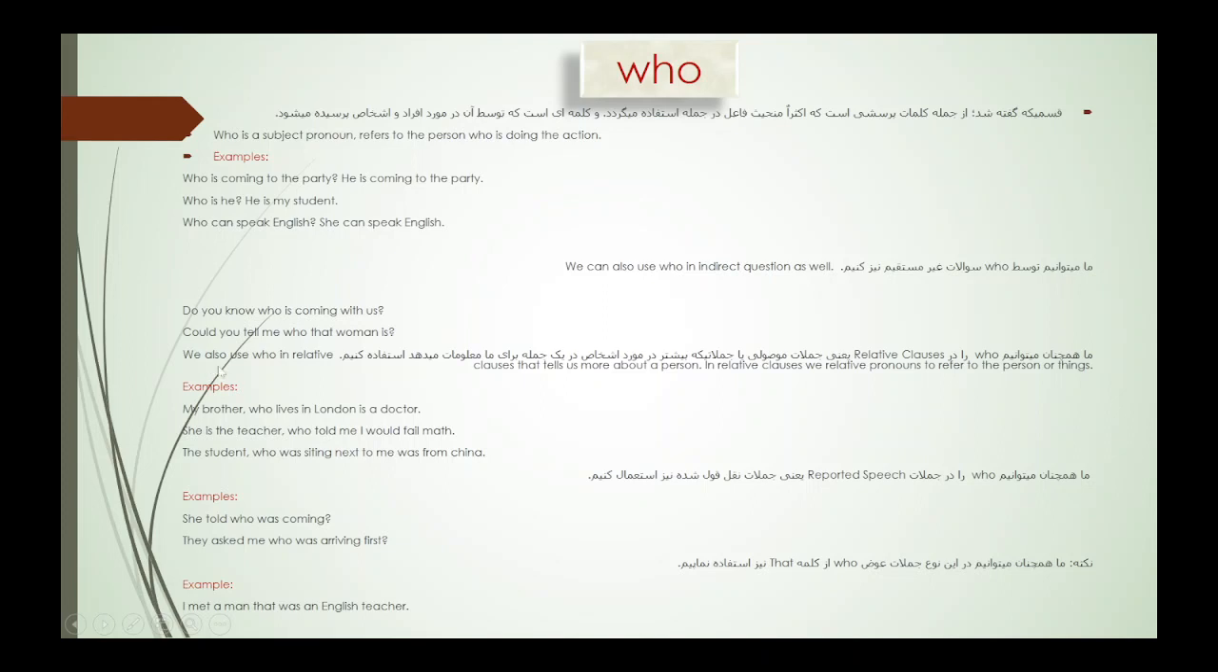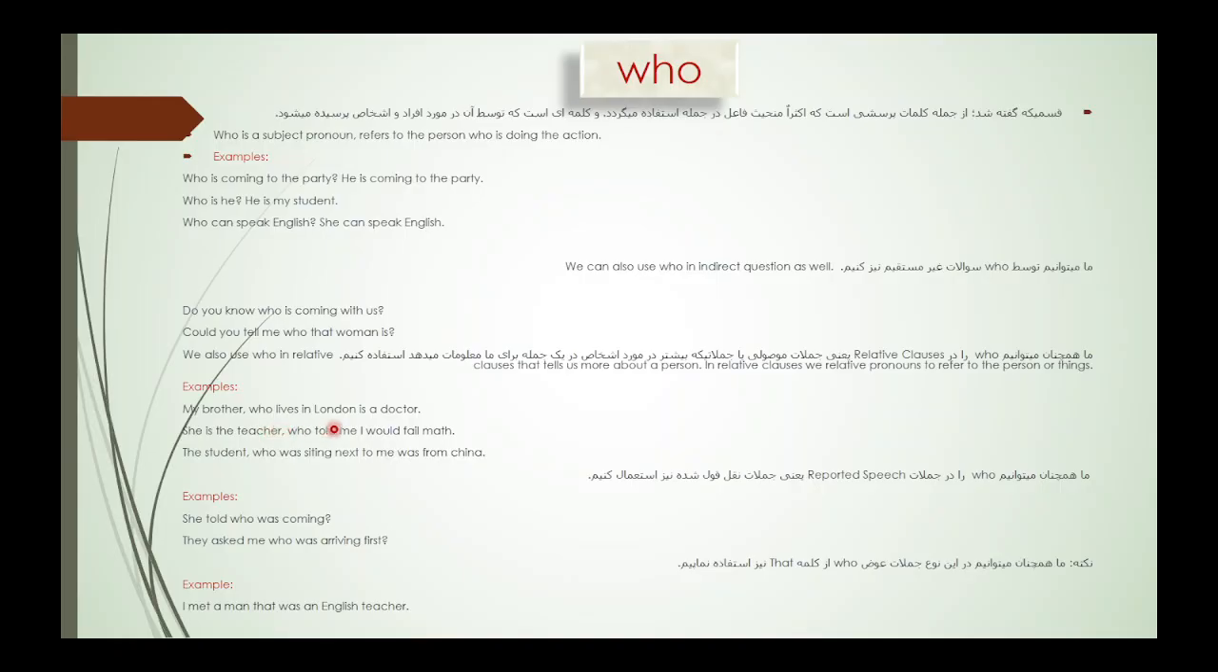See friends, we also use who in relative clauses that tell us more about a person. In a relative clause, we use who as a relative pronoun to refer to the person, right? So let's see some examples of who in these clauses.